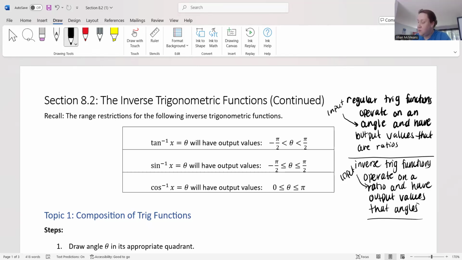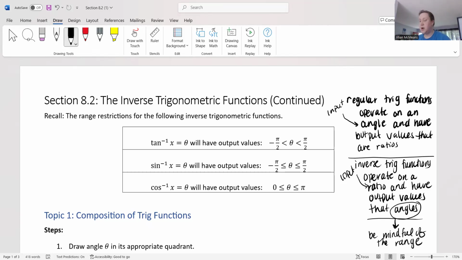So when you have these inverse trig functions, yes, they operate on a ratio, meaning the input value is a ratio and the output value is an angle, but it has a very specific interval for the domain. But be mindful of the range for the output, okay? So remember, we restricted the domain for the initial trig function, which meant when we built its inverse, the domain became the range, and so we have this restricted range for the output of the inverse trig functions, okay?